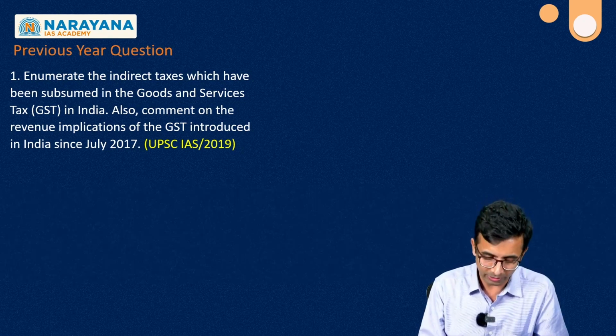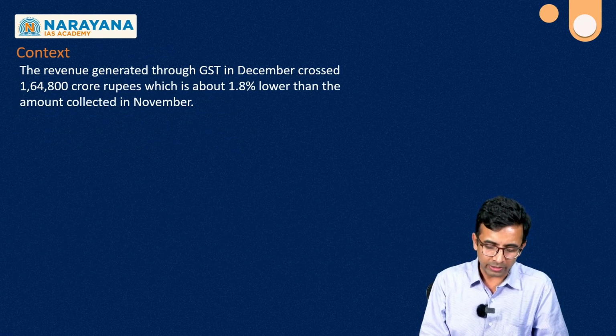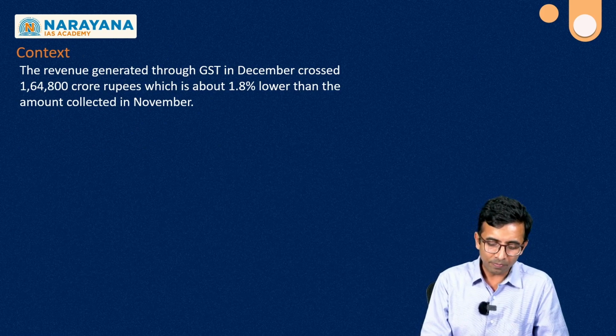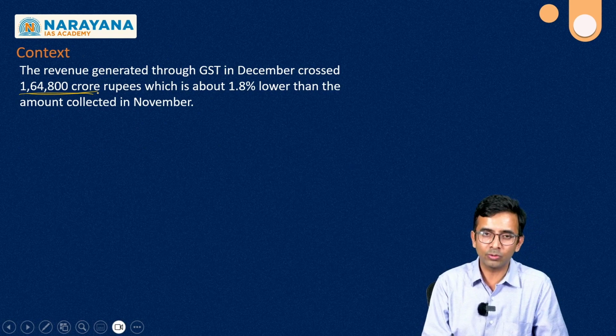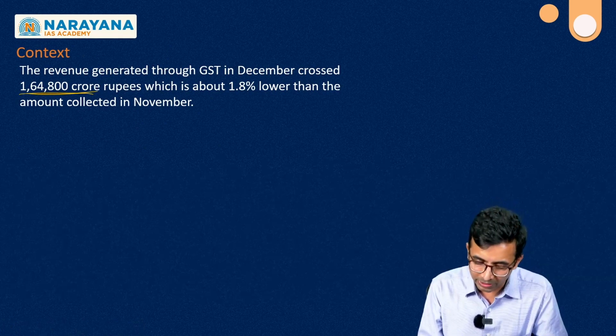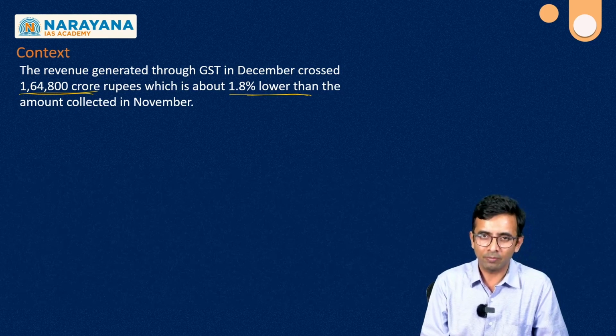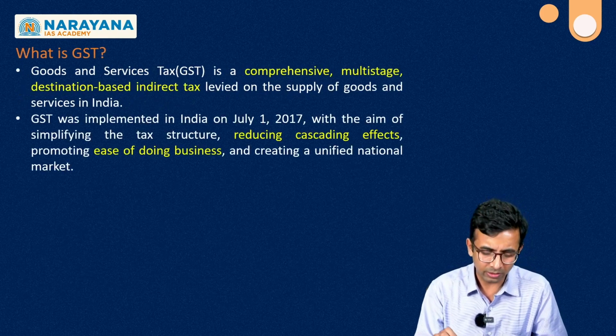As you see in this context, the revenue generated through GST in this month of December has crossed 1,64,800 crores, which is 1.8% lower than the amount collected in November. What is the significance of this issue?